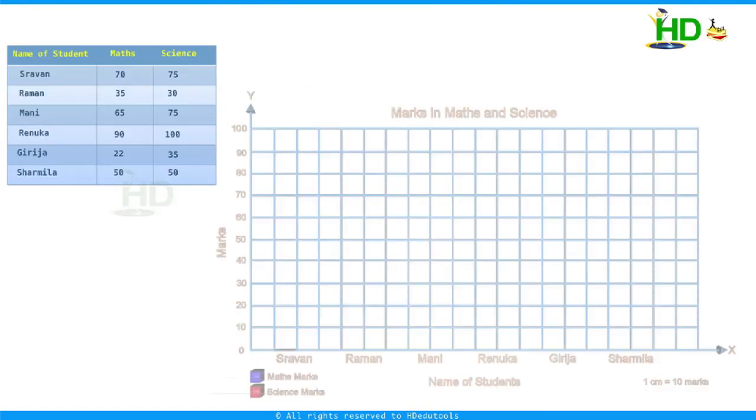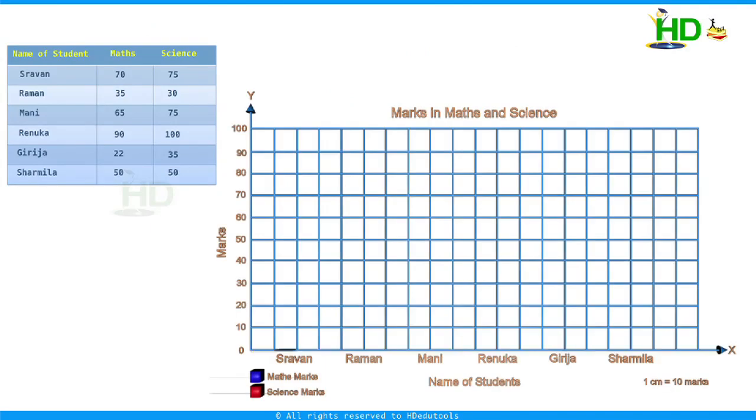For that, first you draw the x-axis, this horizontal line, and the vertical line, that is the y-axis, on a graph paper, and mark the intersection of these as O. Now take the names of the students along the x-axis: Shravan, Raman, Mani, Renuka, Girija, Sharmila. Now take the marks along the y-axis. On the y-axis you take the scale 1 centimeter equal to 10. Now this is 0, 10, 20, 30, 40, 50, 60, 70, 80, 90, 100.